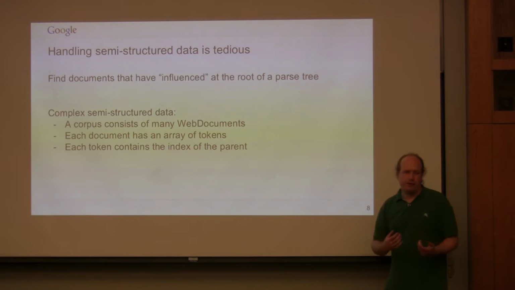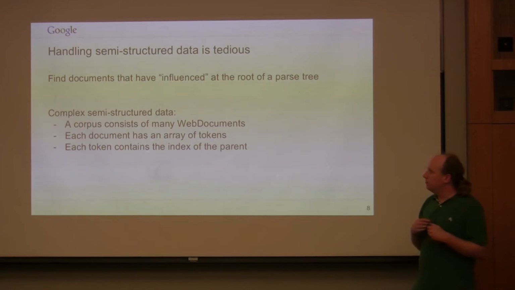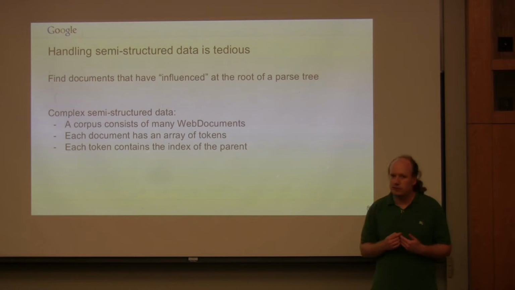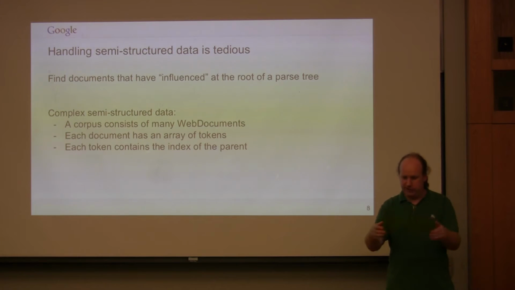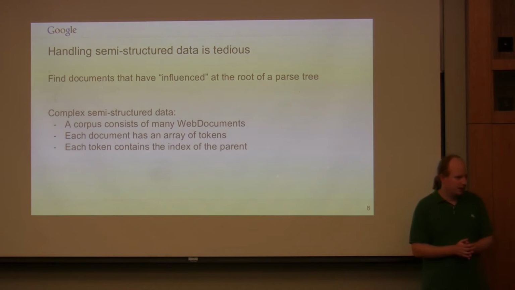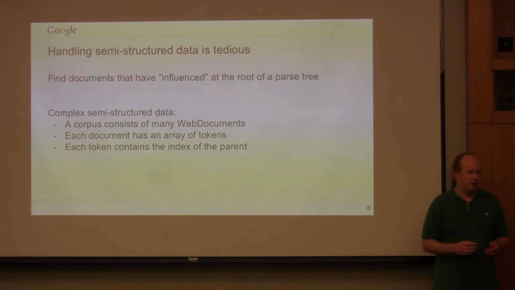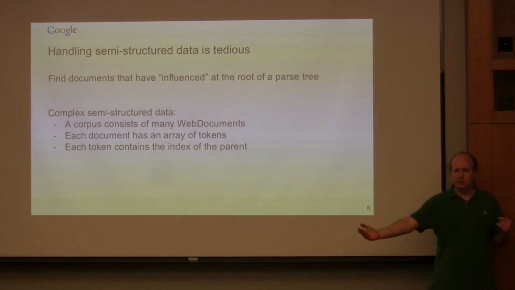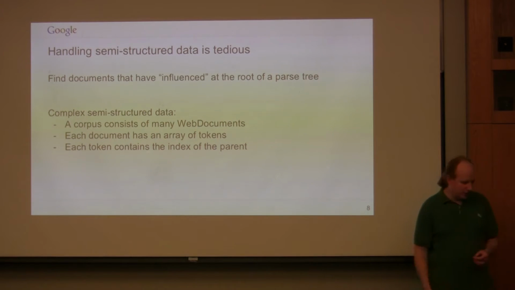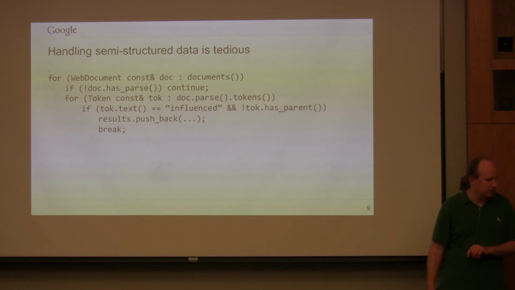Think about the following problem. Let's assume you have documents, and you're looking for documents that have "influence" as the root of this natural language parse. How is this web document going to be represented? The corpus is going to be many documents. Each document may have a lot of tokens, and each token will have a pointer to its parent. So let's write some C++ code to do that.